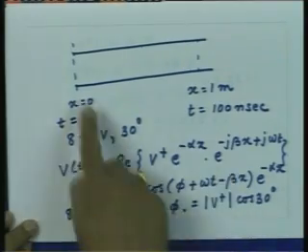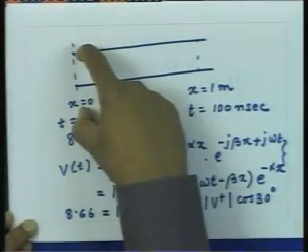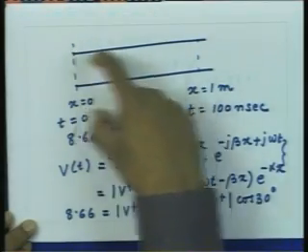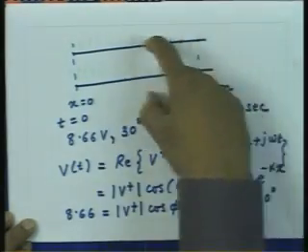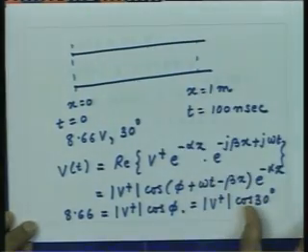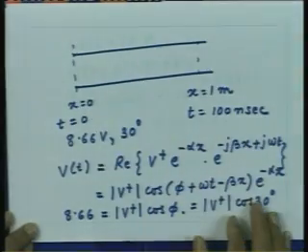As we can see from here, since alpha is positive, the wave is travelling from left to right. The amplitude of the wave here is 10 volts. By the time the wave reaches 1 meter, its amplitude has reduced to 1.07 volts. So, the wave attenuates as it travels from left to right.